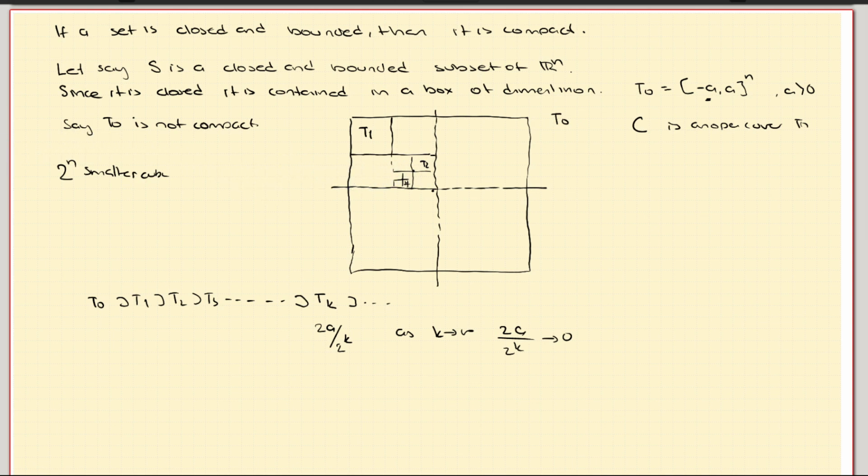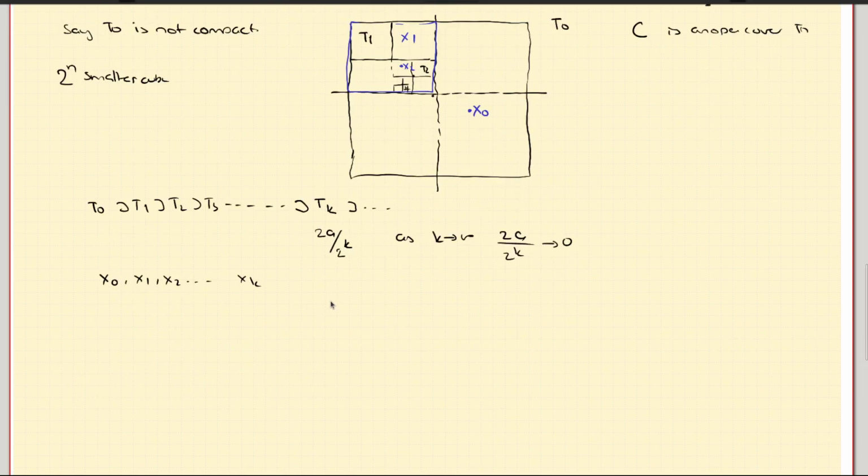And here we can construct a sequence. Let's take a point x0 from T0, say it's here, and we take a point x1 from T1. T1 is this box, remember. We take x1 here, and T2 is here. We can take x2, and it goes like that. So we have a sequence of points in Rn, xk, and the distances between successive points are getting smaller and smaller because they are always contained in a smaller box. So this is a Cauchy sequence.